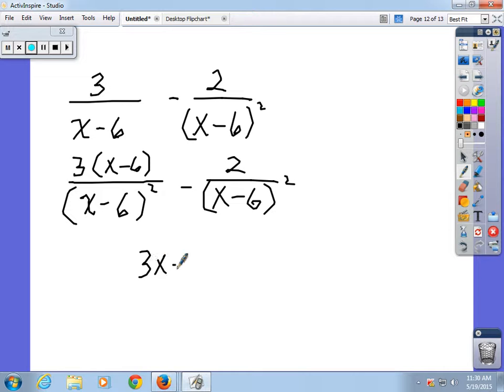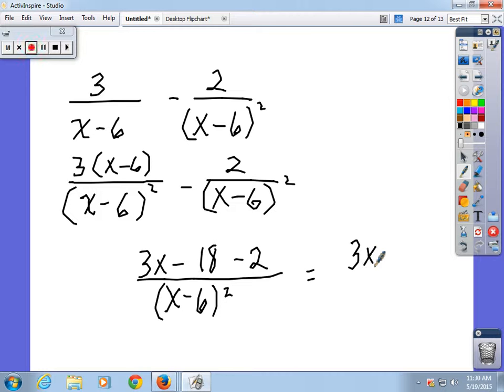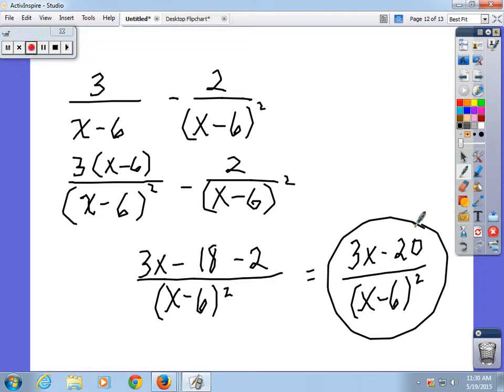3x minus 18 minus 2 over x minus 6 quantity squared. 3x minus 20 over x minus 6 quantity squared. Same exact process over and over. Now the only difference is tomorrow we're going to put some different things down here and some more complicated things. Now you're talking about 3 to 4 questions of your test.